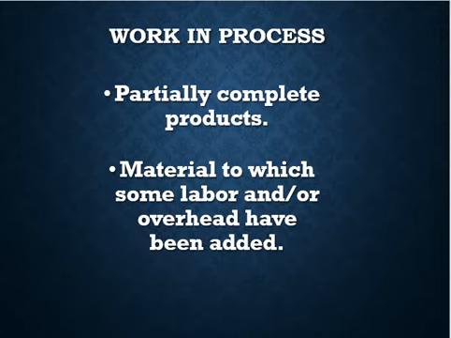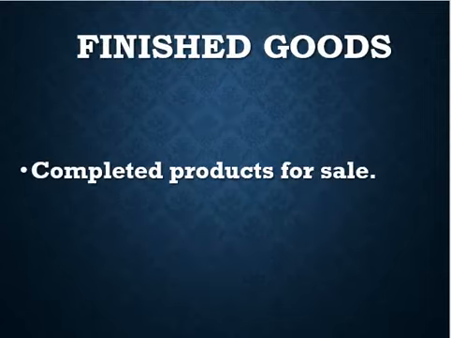So here's how it starts. It starts with raw materials. Next, it goes to work in process. The last item that it will go to is finished goods. It's not going to end up in this category until it's completed. So until that mountain bike is completed, it will not end up in finished goods. Once it is, it will end up in finished goods and it will sit there until it's sold.